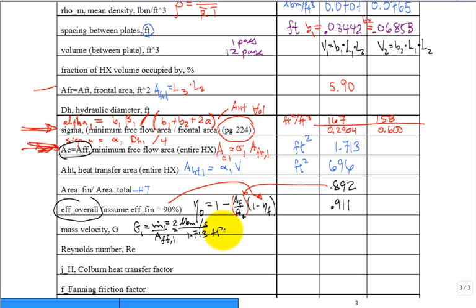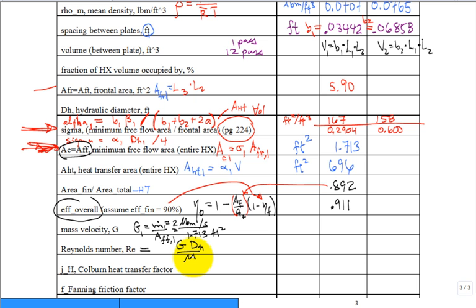How do I get the Reynolds number? G times the diameter over viscosity. Yep, so G times the hydraulic diameter divided by the viscosity. Now the viscosity is given in the textbook. I didn't redo it here, but what about the hydraulic diameter?